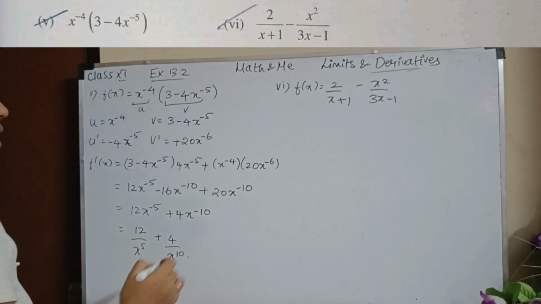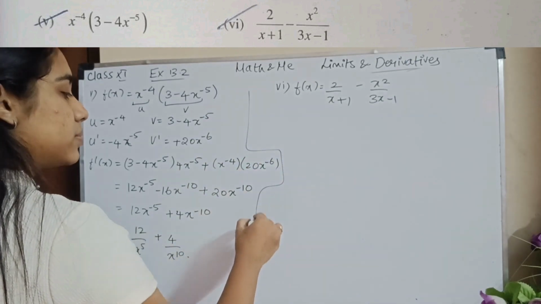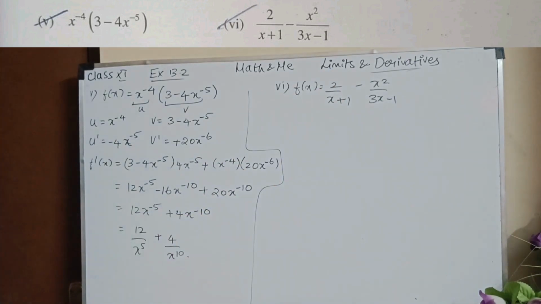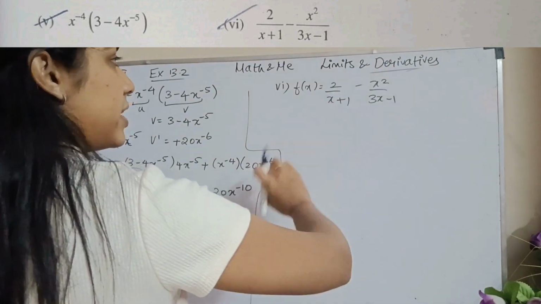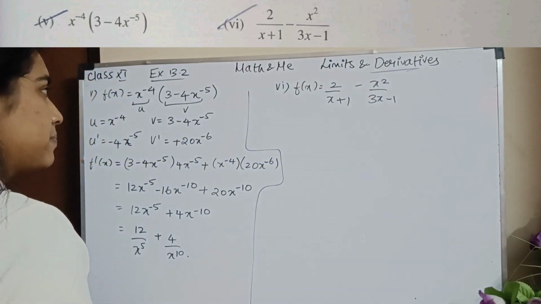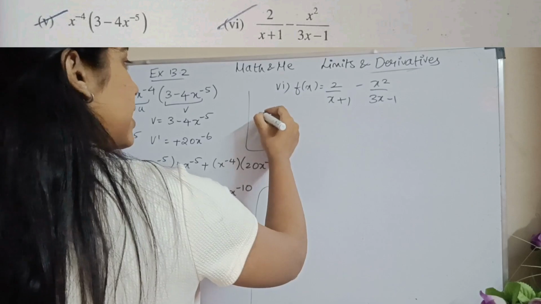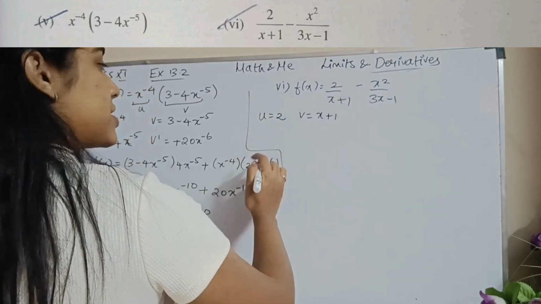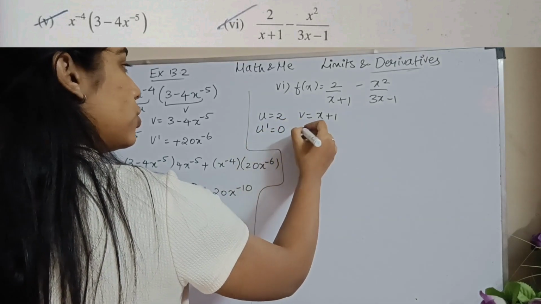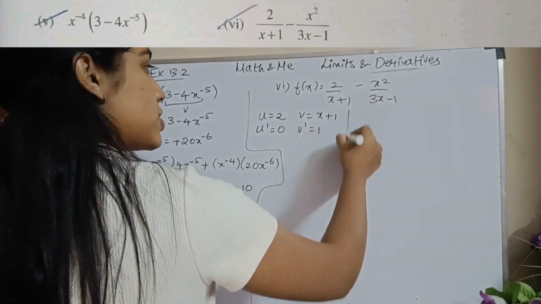Okay. Next, you have division: 2 by x plus 1 minus x square by 3x minus 1. So for division, we use u divided by v. Okay. So I have u equals 2, v equals x plus 1. This is for the first term. So u dash is 0. V dash is 1. Okay, so this is for the first term.